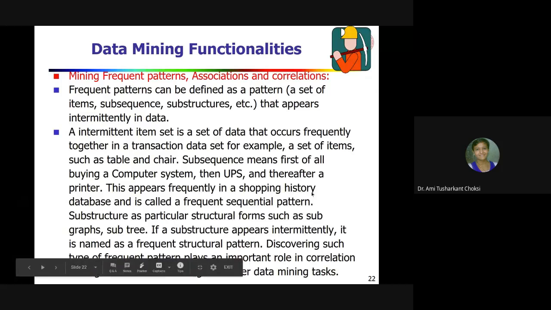So discovering such type of frequent pattern plays an important role in correlation mining, association, clustering, and other data mining tasks. We can correlate those items, right? Okay, people are purchasing bread, they will purchase butter also, they will purchase cheese also, something like that, right? Or you can say they will purchase sauce also because they want to make a sandwich. So something like that we can consider.